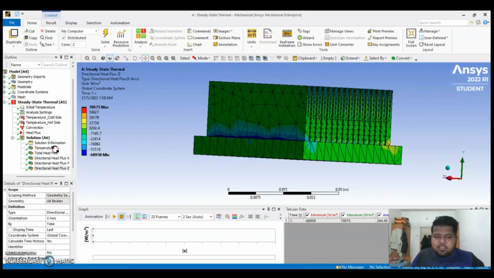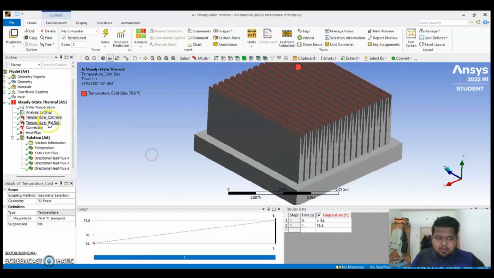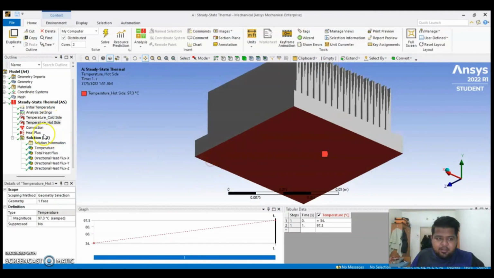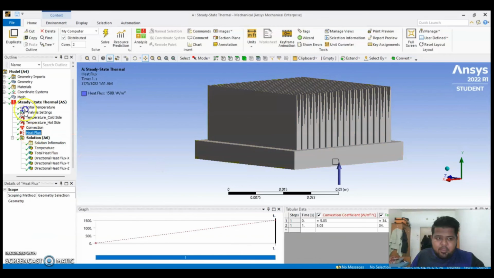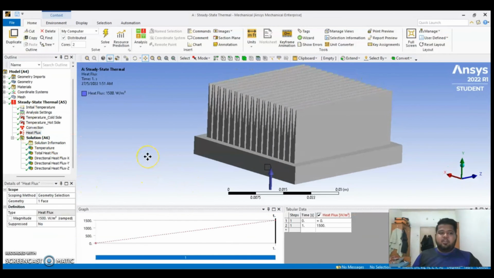So this is all our boundary conditions on the cold side, the hot side, convection, and also the heat flux. By using these boundary conditions, we have created our analysis.